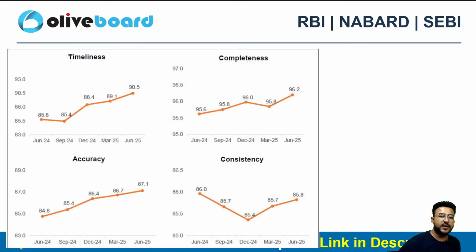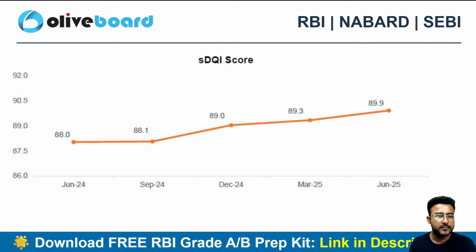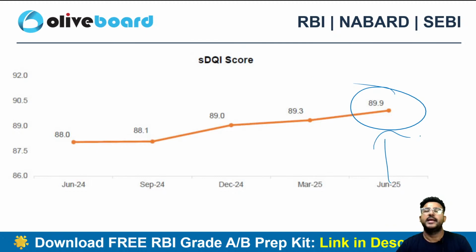If I talk about the different criteria, please do remember the June outperformer is completeness. All the banks have shared complete information. 96.2 is the score. And this is our SDQI score for June 2025, 89.9.